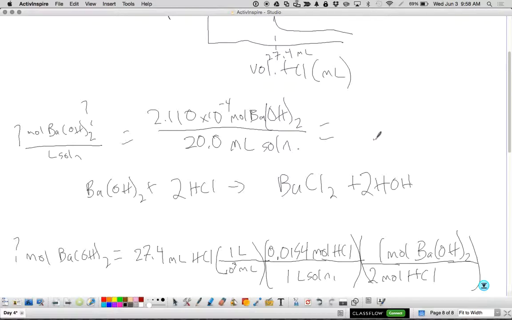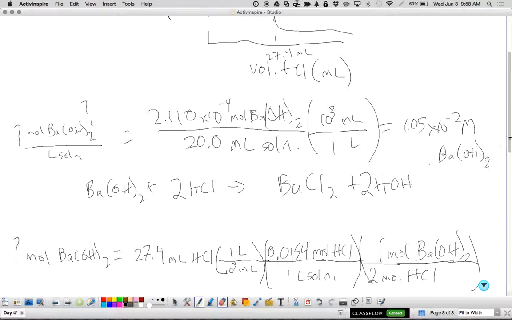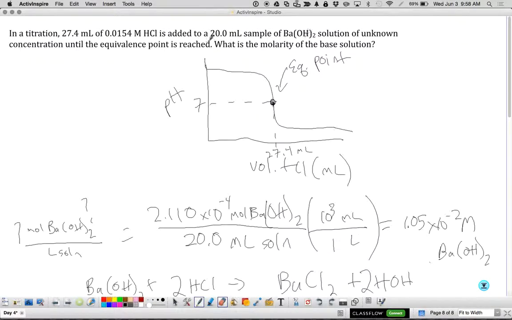And that's, oh, I'm not equaling yet. I still need to convert from milliliters to liters. And that will give me 1.05 times 10 to the minus 2 molar barium hydroxide. And this one has 3 sig figs because this number has 3 sig figs, this number has 3 sig figs, and this number has 3 sig figs.